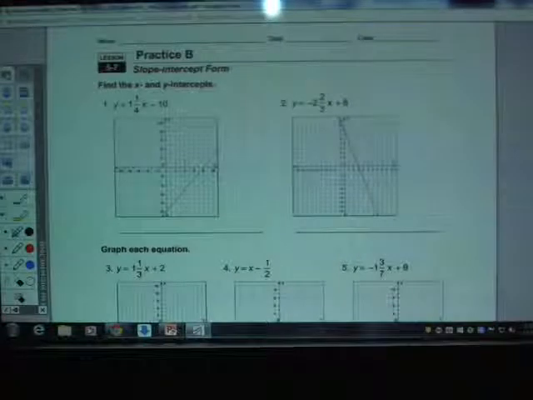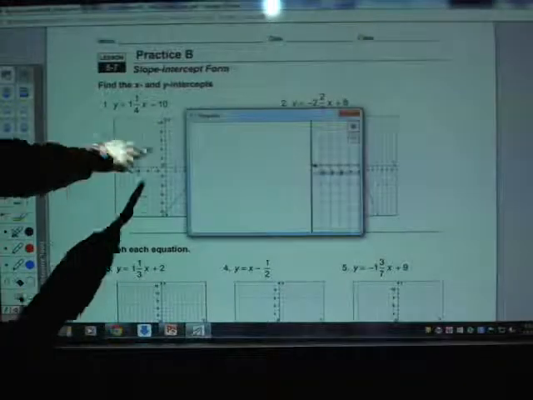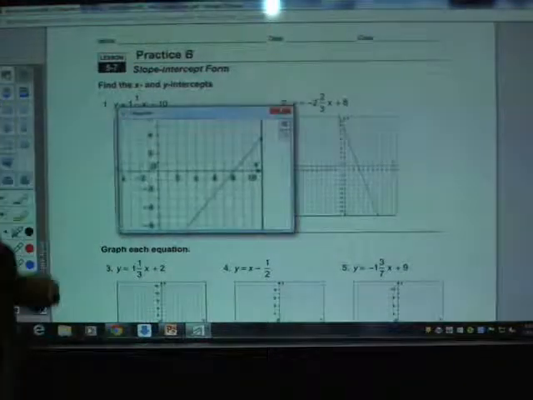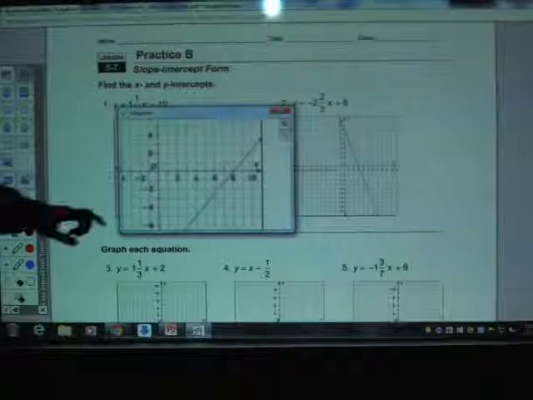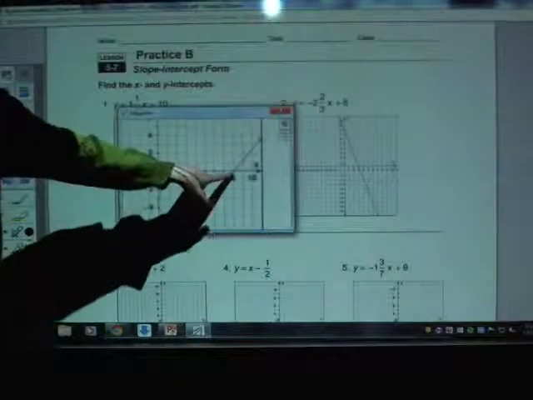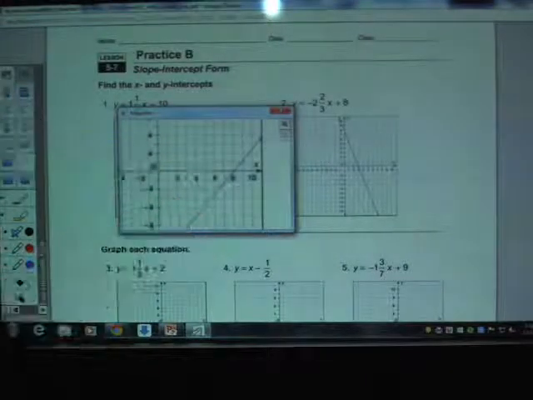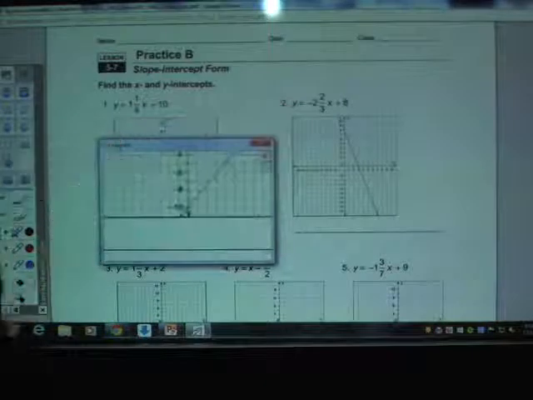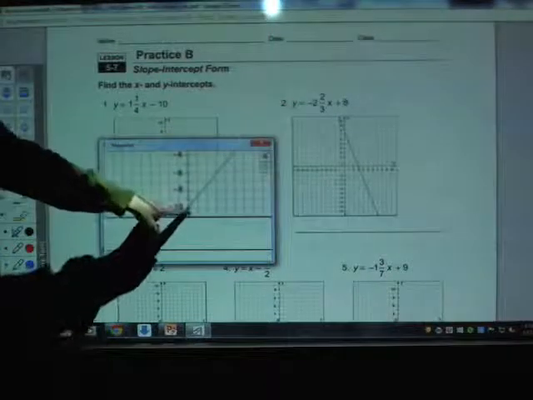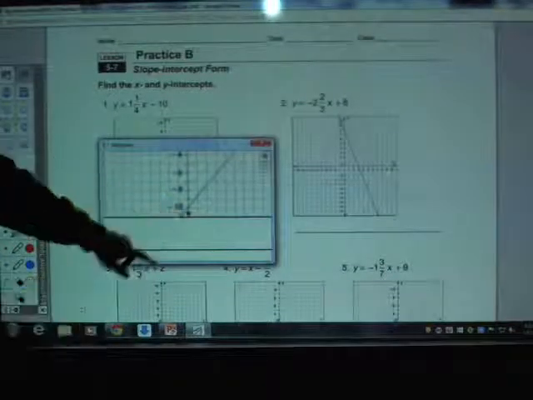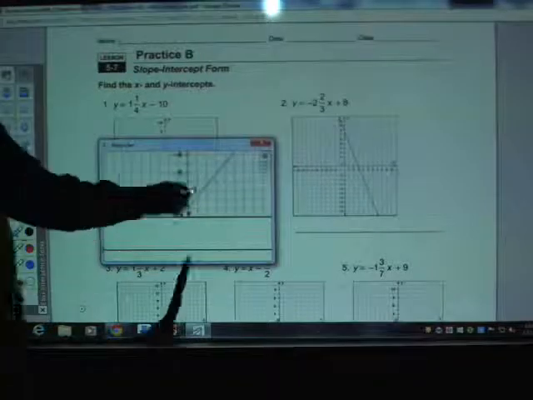So if I look at question number 1, I want to say, where does the graph go over the x-axis? Well, it goes over the x-axis here at 8. So the x-intercept has to be 8. Then I say, where does it go over the y-axis? Well, it goes over the y-axis down here at -10. So the y-intercept must be -10.